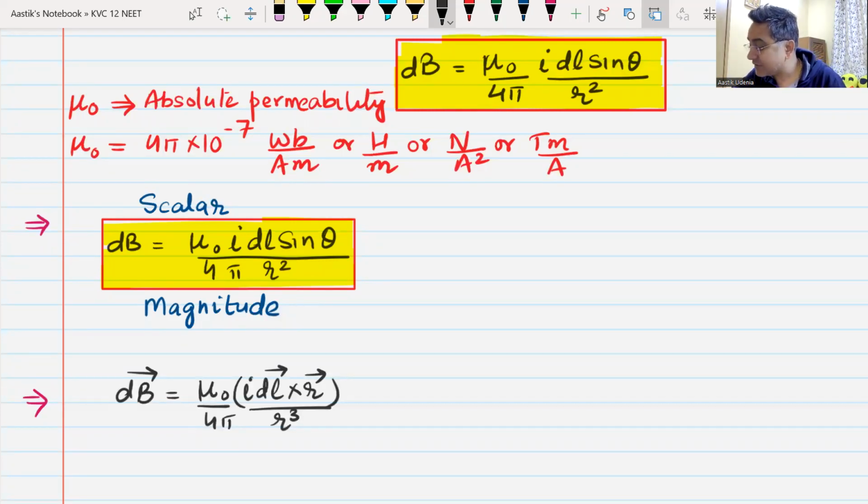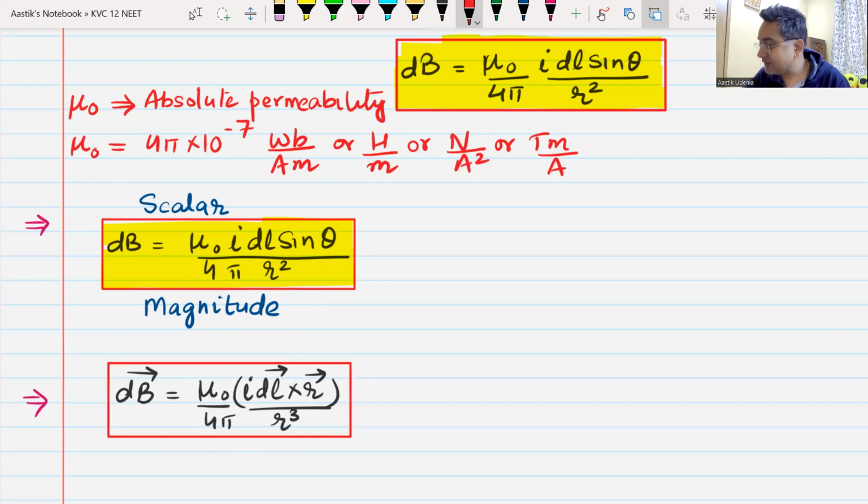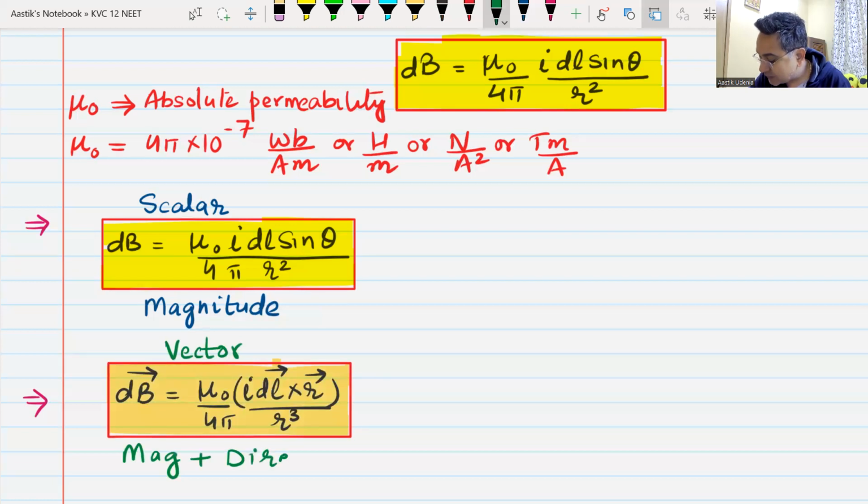This equation is written in the vector form, and this gives us both the magnitude and direction of magnetic field, and therefore I will call it the vector equation, because it gives me both the magnitude as well as the direction.